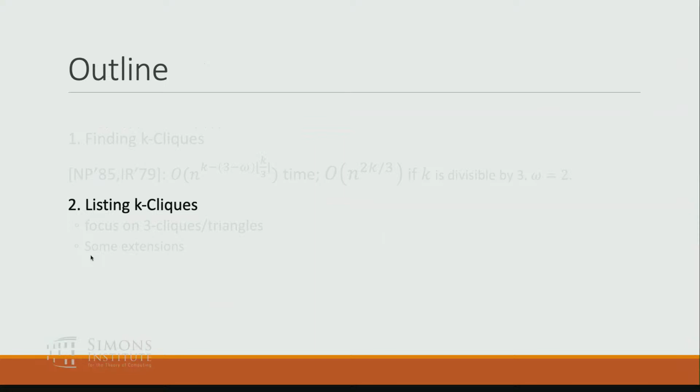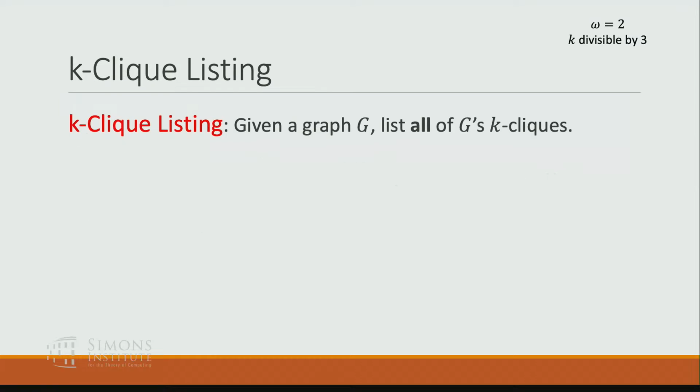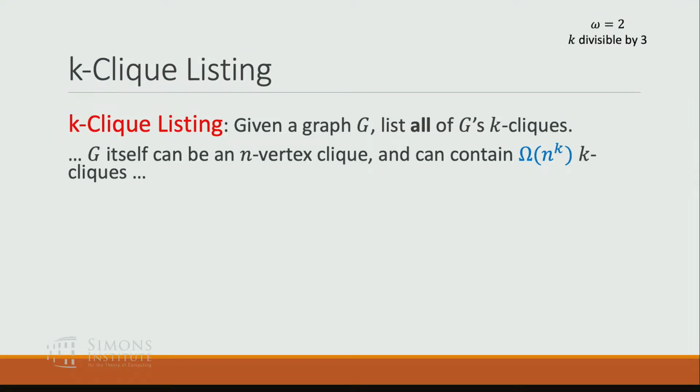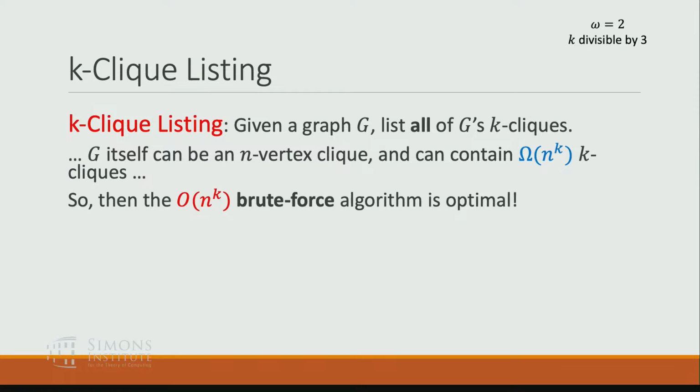Yeah, so that's it for k-click finding, and now I will switch to k-click listing. And now the problem is, given a graph G, we want to list all of its k-clicks. In the worst case, the graph itself can be an n-node complete graph, and in that case, it will have n to the k k-clicks. And the brute force n to the k time algorithm can also be used to list all the k-clicks. So it seems that this n to the k running time is optimal in this sense.